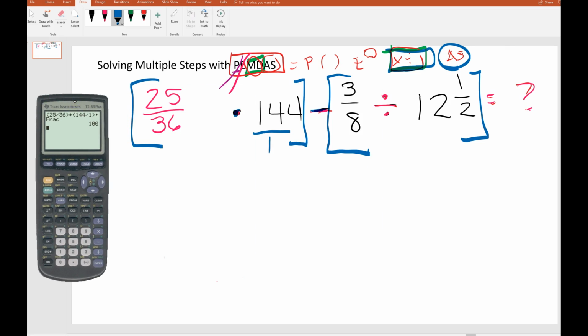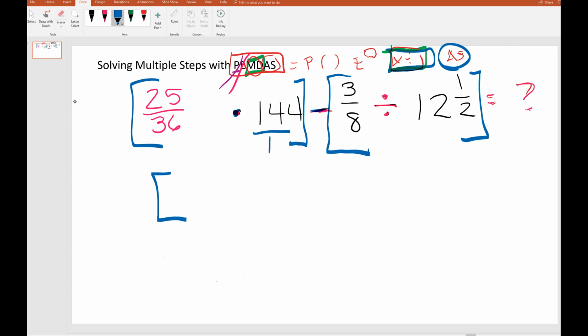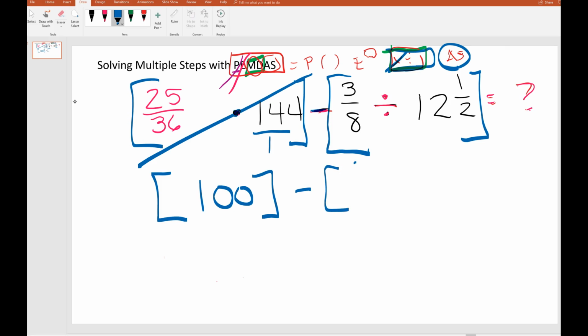So what I'm going to do is, in place of these parentheses right here, I'm going to write my 100 and rewrite my problem. This multiplication is taken care of, but now I have to subtract my division problem.